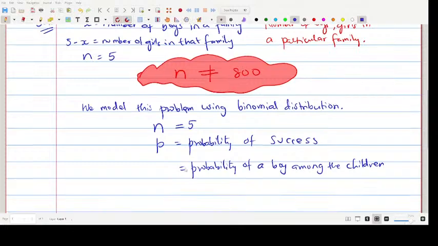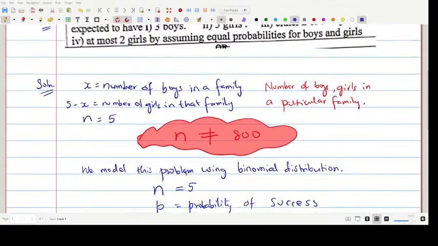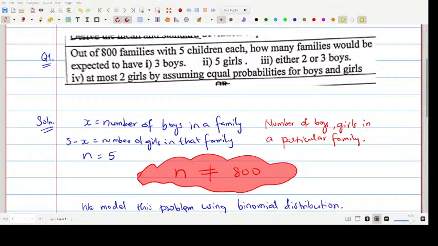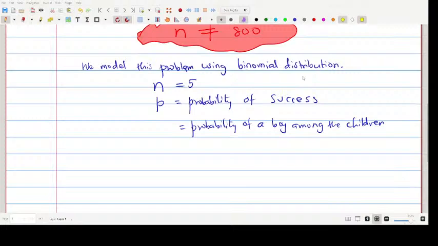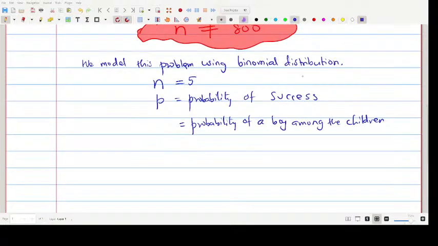Now, in the question, can you see that the last part of the question says as follows: by assuming equal probabilities for boys and girls, right? We're assuming equal probabilities for boys and girls. What does that mean? It means that if p is the probability of a boy, then q will be the probability of a girl.